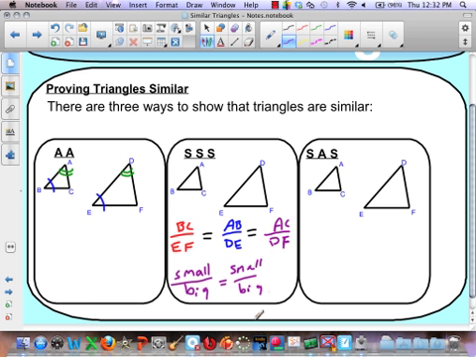So side, side, side, basically if all 3 pairs of my sides are proportional, then they are similar. But now the problem is you actually have to know all 3 sides. That's the downside. The next way is side angle side. Again, where's our angle at? What's side angle side?